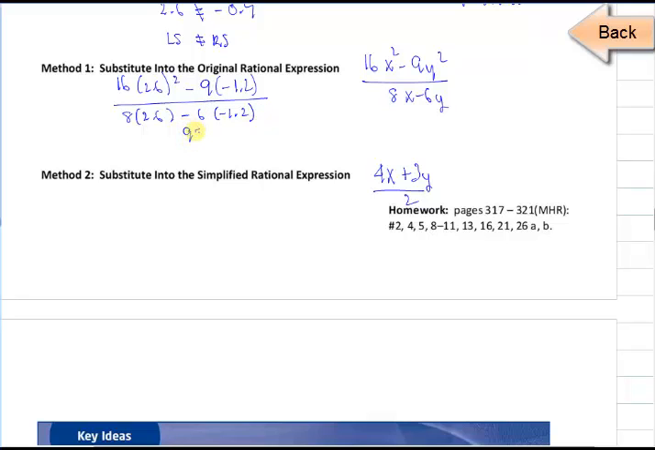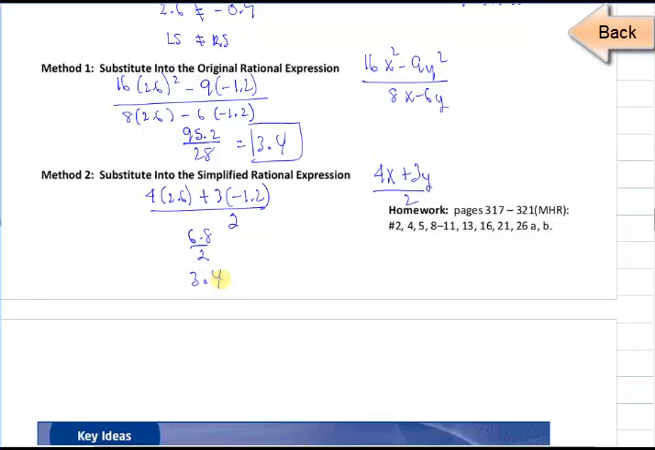Okay, and that gives you 95.2 over 28, which reduces to 3.4. Okay, so when x is 2.6 and y is negative 1.2, your expression is equal to 3.4. All right, and now into our simplified expression. Okay, that gives you 6.8 over 2, which is 3.4.